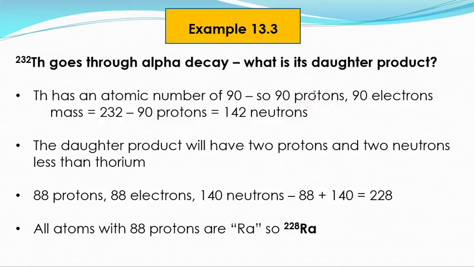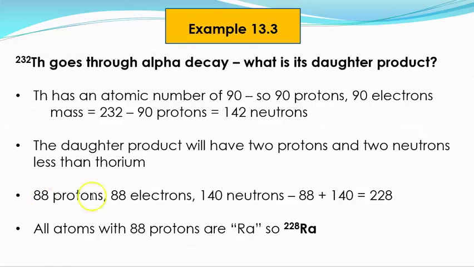There are 3 examples in your text, so let's go through each one. This one will be for alpha decay. They want to know, with thorium-232, what is its daughter product? Well, thorium has an atomic number of 90, so 90 protons and electrons. The mass is 232 minus the 90 protons, which gives us 142 neutrons. The daughter product will have 2 protons and 2 neutrons less than thorium.